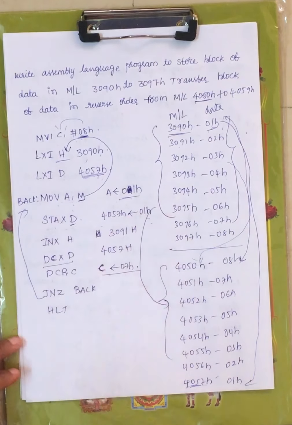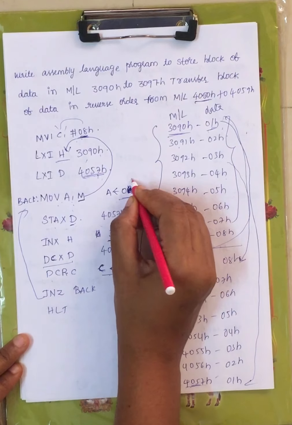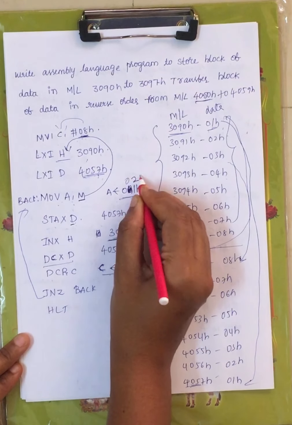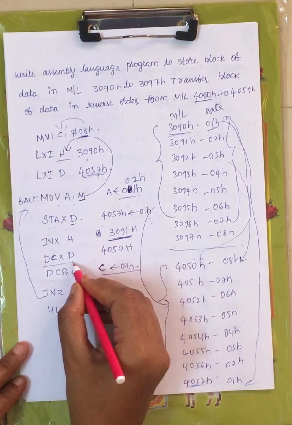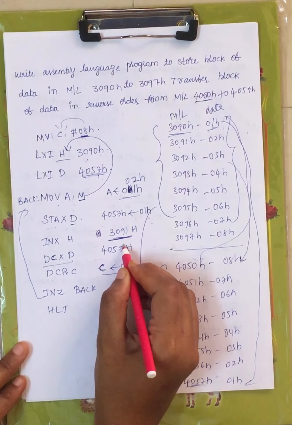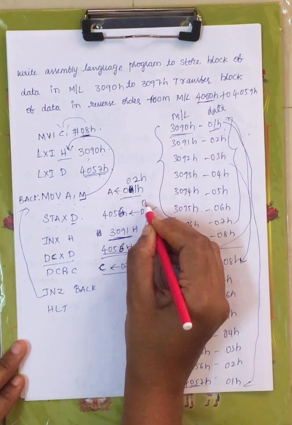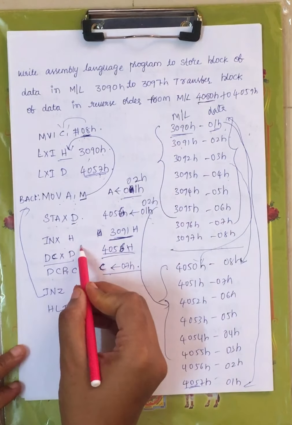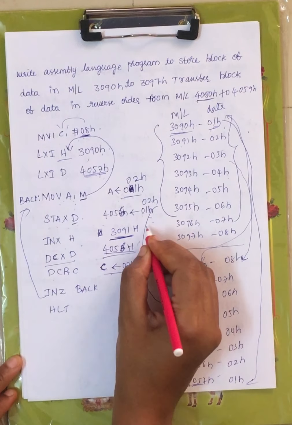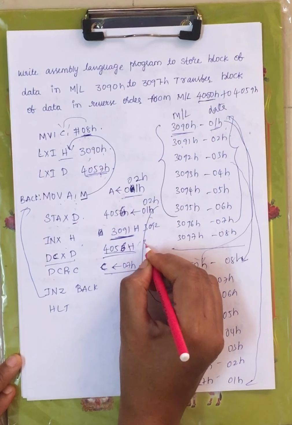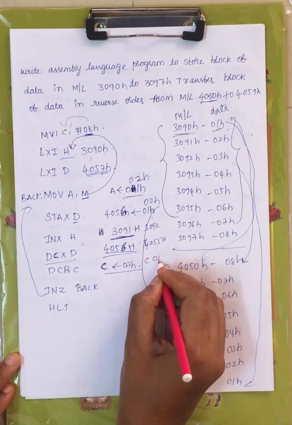Now move A comma M. Now what is H? It is pointing 3091H. Now A is moved with 02H. Now what is D value? 4056H. To this 4056H we are moving 02H. Now incrementing H, next will be the next memory location. Decrementing D, it will be 3092H after incrementing, and this will be 4055H after decrementing. Now decrementing the count value, that is 06H.